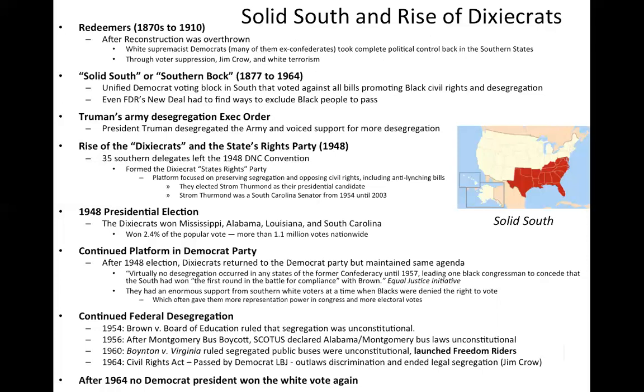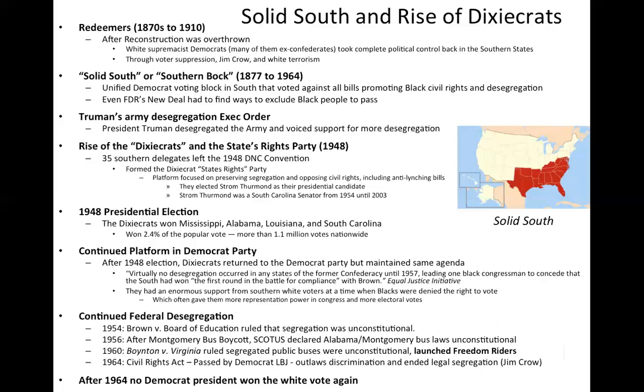They were integral to stopping any kind of civil rights and desegregation for the next decade. When Brown versus Board was initiated to desegregate schools, that was supposed to happen immediately, but they were responsible for delaying it for decades. This quote from the Equal Justice Initiative says, virtually no desegregation occurred in any state of the former Confederacy until 1957, leading one Black congressman to concede that the South had won the first round in the battle for compliance.